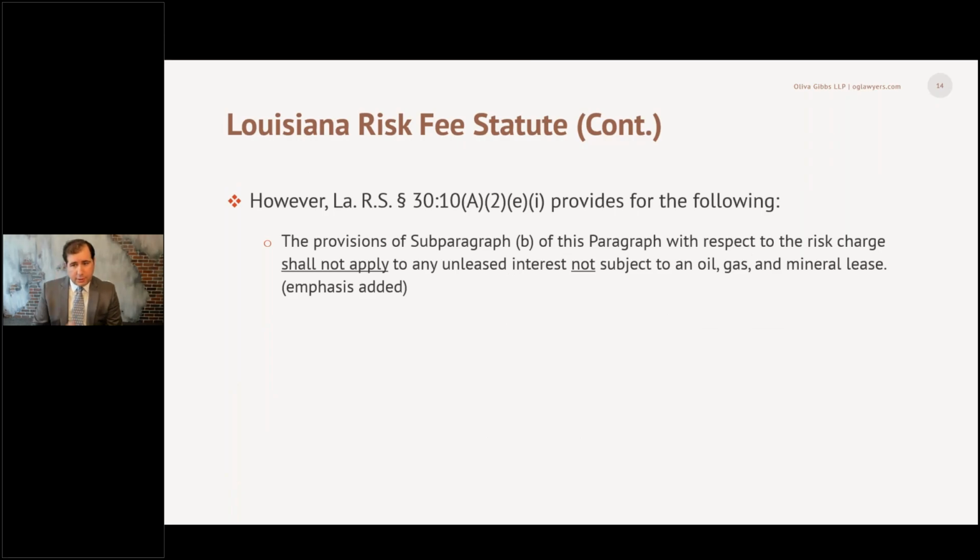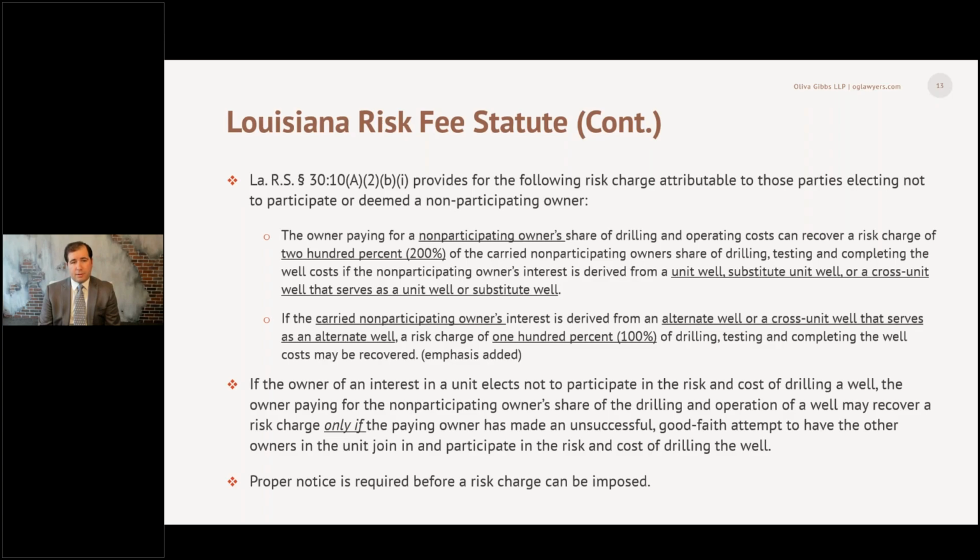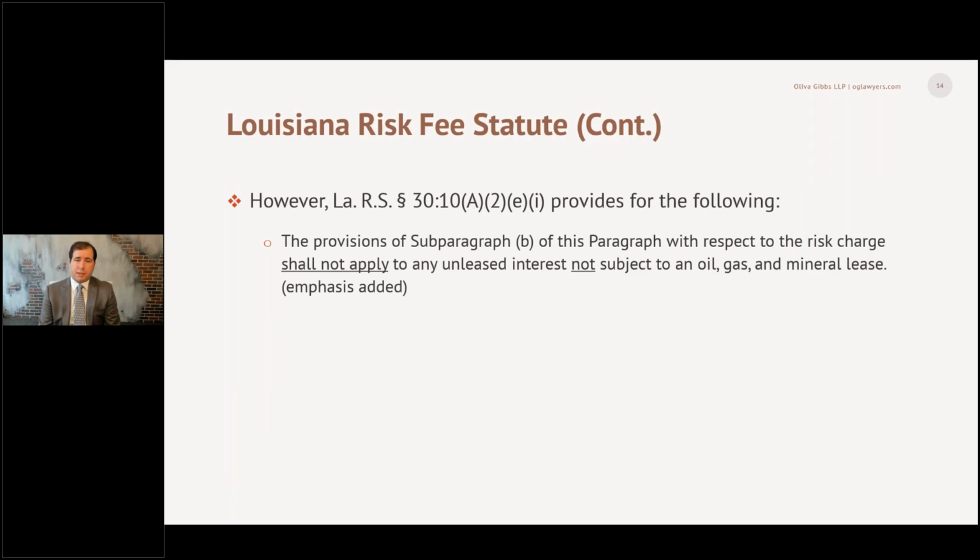What about unleased owners? We were talking about non-participating owners on the last slide. That actually does not include unleased owners. Non-participating owners are only going to be those parties who own a working interest in the lease. So there are other operators who have signed a lease and are not the drilling owner. That's what we're referring to there.